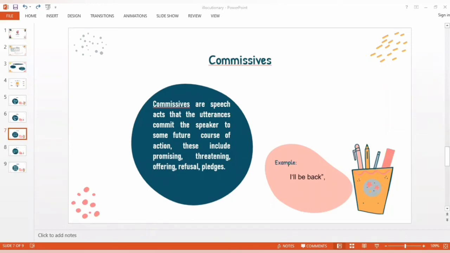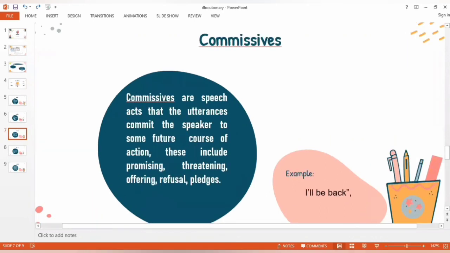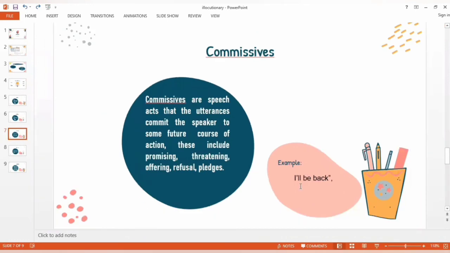Okay, the next part of illocutionary is commissives. Commissives are speech acts in which the utterance commits the speaker to some future course of action. This includes promising, threatening, offering, refusal, and suggesting. And the example, I'll be back. When someone says I'll be back, it represents the speaker's promise that he or she will be back.